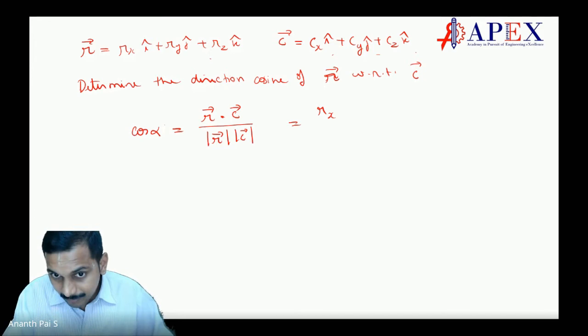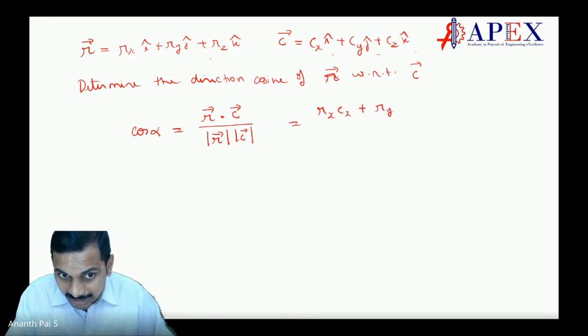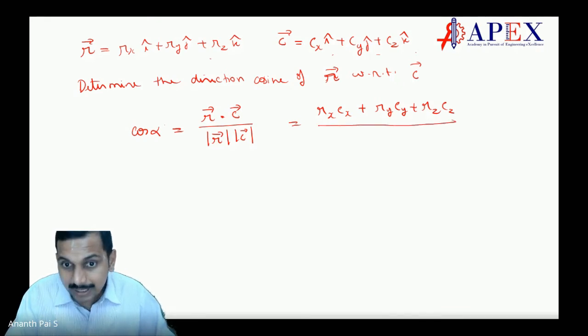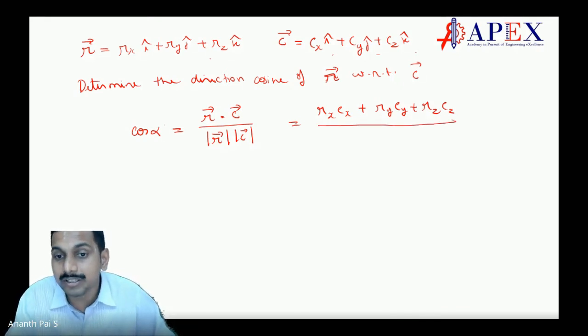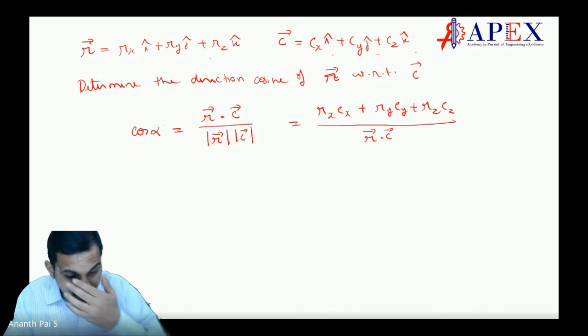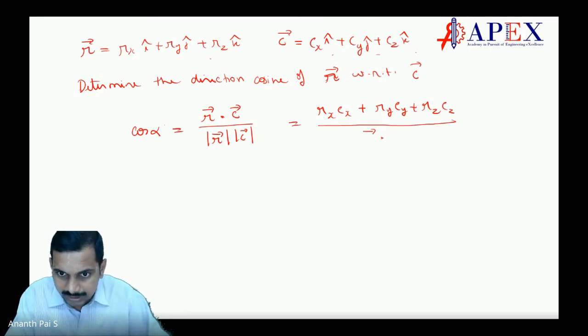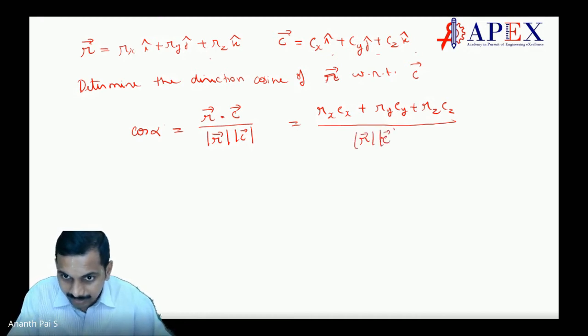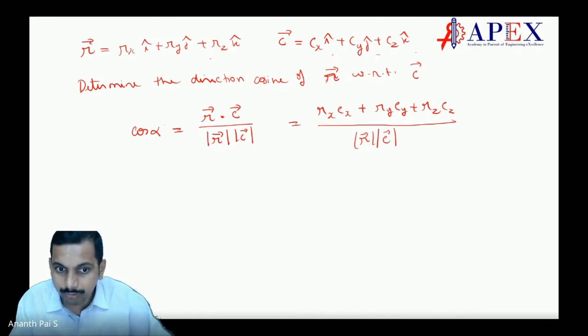Rx cx plus ry cy plus rz cz, divided by the magnitude of r dotted with c. So we get r dotted with c, and then the square root of that, correct? So r dotted with c, or we can say r magnitude into c magnitude. That way also we can write. Okay, so r magnitude into c magnitude. That's how you find the cosine.